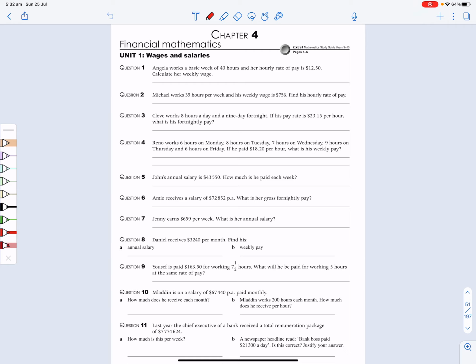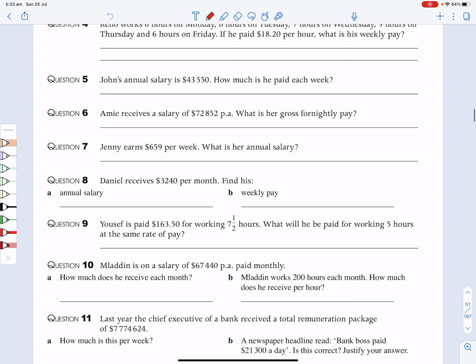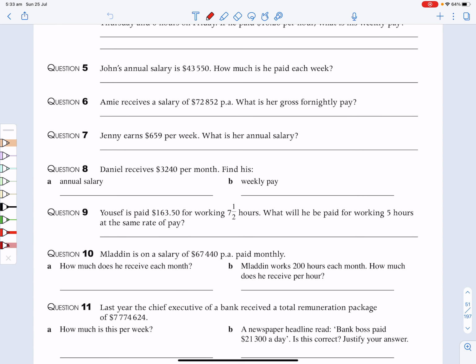Okay, I might go straight to question 5. John's annual salary is $43,550. How much is he paid each week? Divided by 52. Okay. Question 6 is very similar.